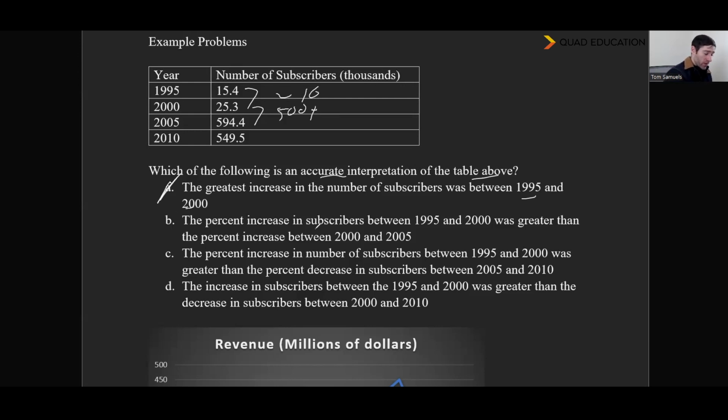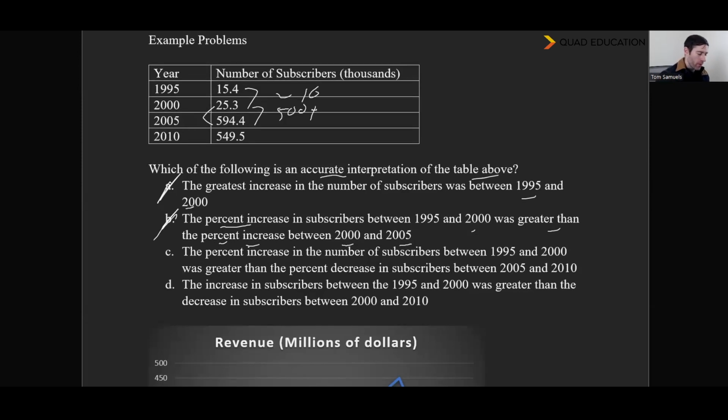The percent increase in subscribers between 95 and 2000 was greater than the percent increase between 2000 and 2005. Now, that's a little different. So that's a percent change. And you can do your math here, or you can just eyeball it. 15 to 25 is a little less than a 100% increase. And then between 25 and 194, that's going to be a lot more than a 100% increase. So that's also going to be wrong.